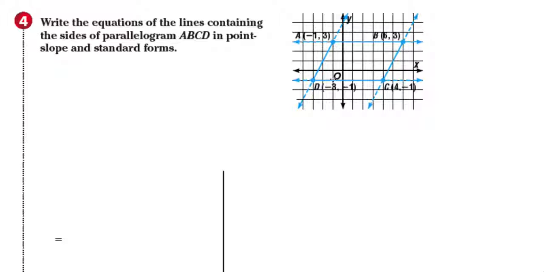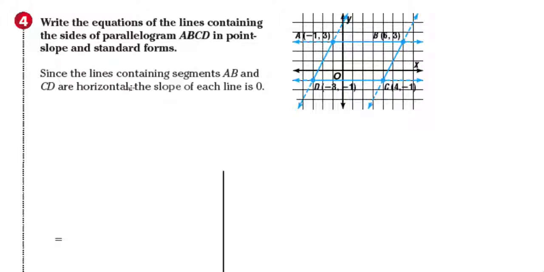So what do we know about this parallelogram? We have two horizontal lines. Since the lines containing AB and CD are horizontal, we know that their slopes are 0. So the equation of side AB, or line AB, is y equals 3 right here, and the equation of CD is y equals negative 1.